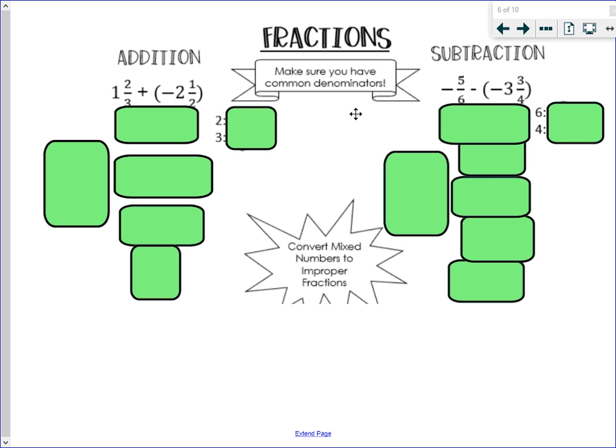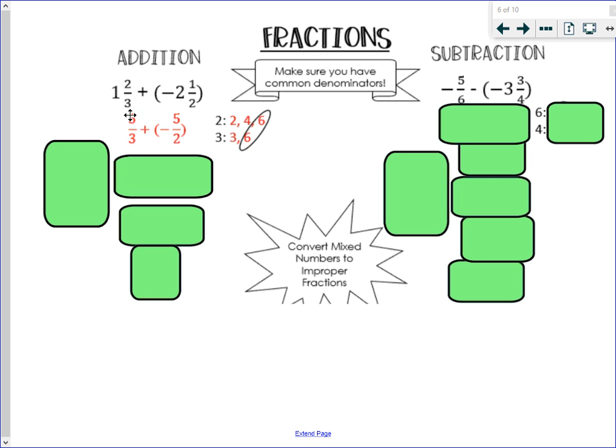Now we move to fractions. Remember, when you are adding fractions and subtracting fractions, you need a common denominator. So in the first problem here, I need to change to improper fractions first. So we're going to have 5/3 plus a negative 5/2. We're going to find a common denominator using 3 and 2 here. And in this case, it's going to be 6.